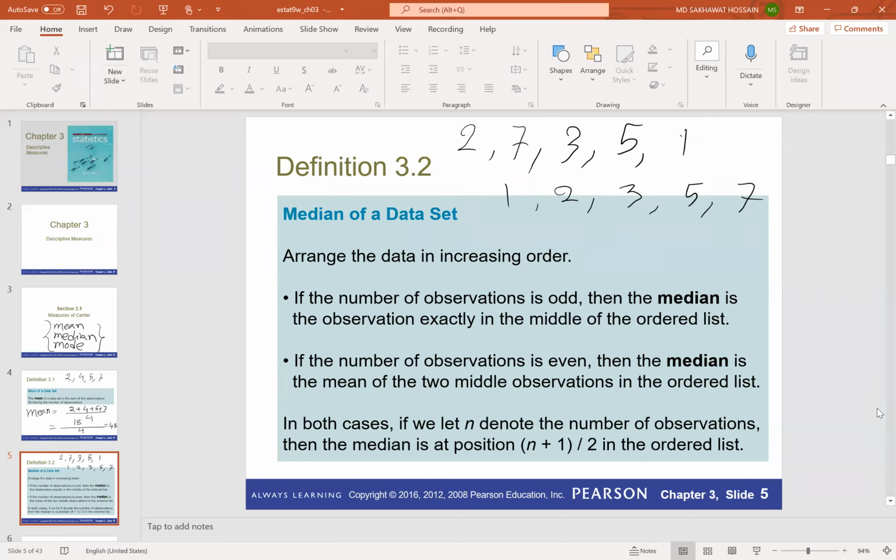If the number of observations is odd, how many numbers do we have here? 1, 2, 3, 4, 5. We have 5 numbers, so this is an odd number. The number of observations is odd. Then the median is the observation exactly in the middle of the ordered list. This is our ordered list. Exactly in the middle is 3. So this is our median.